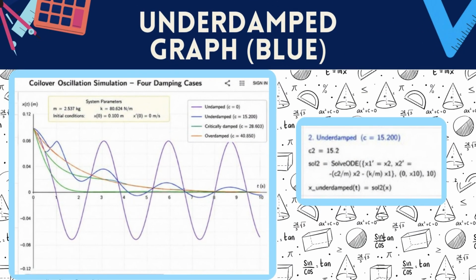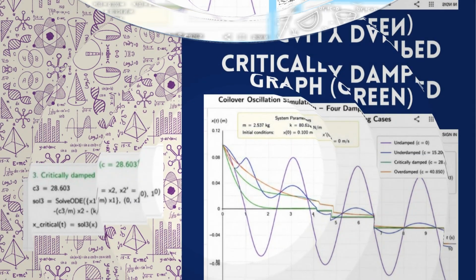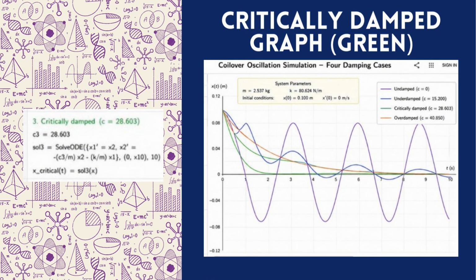Second is the underdamped graph. As you can see in the blue graph, the system oscillates but gradually stops. The resistance is light, so while the object swings back and forth past the equilibrium point, each wave gets smaller and smaller until the energy is entirely dissipated. Next is the critically damped graph, which is the green graph. This is a unique sweet spot. It returns to equilibrium the fastest without a single oscillation. It crosses back to its baseline in the minimum amount of time possible without overshooting.